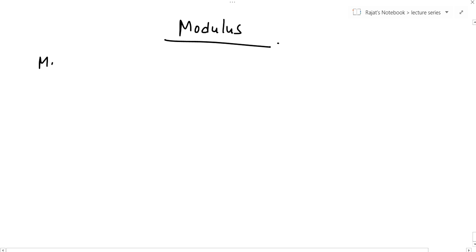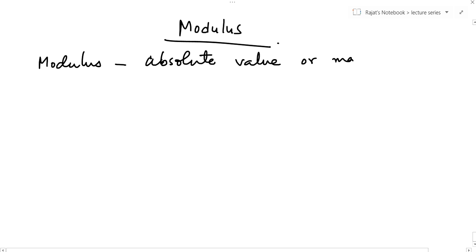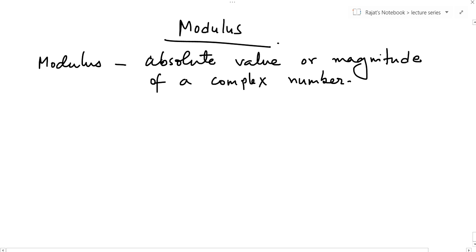Modulus basically means absolute value or magnitude of a complex number. Again, let me compare it with vectors. In vectors, any vector has two important quantities. One is the magnitude, the other is the direction. Similarly, in a complex number, when I say modulus, I simply mean the magnitude of the complex number.